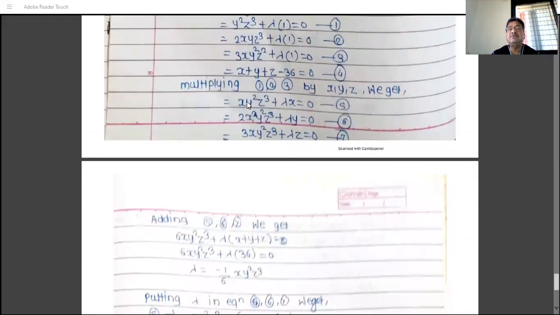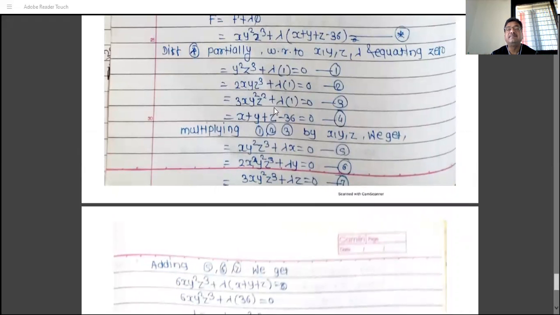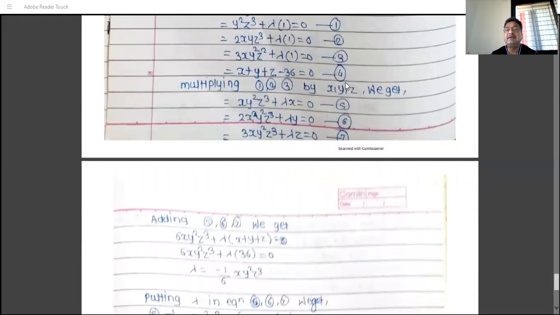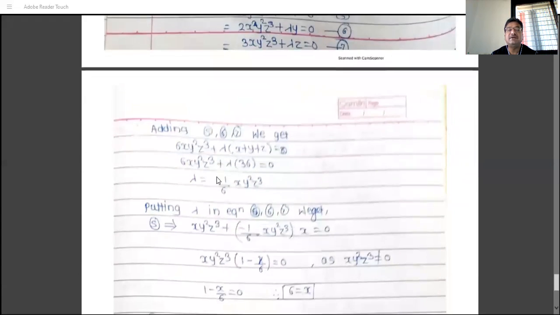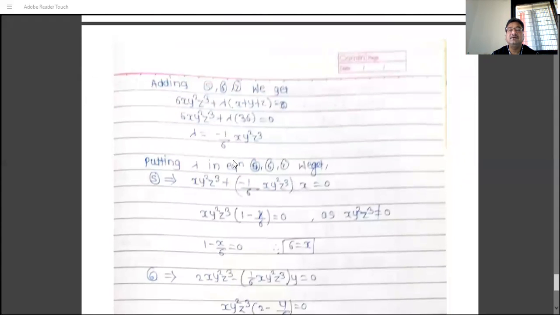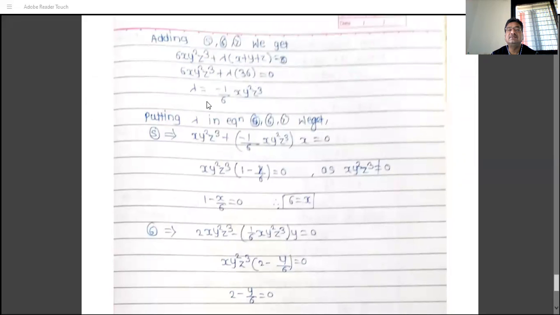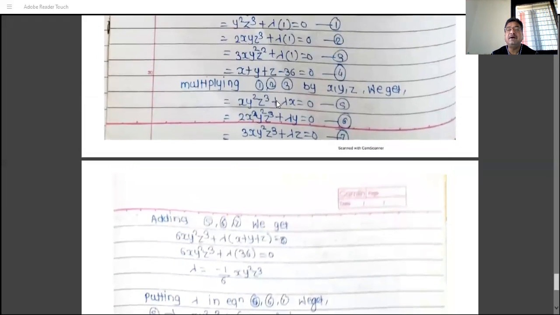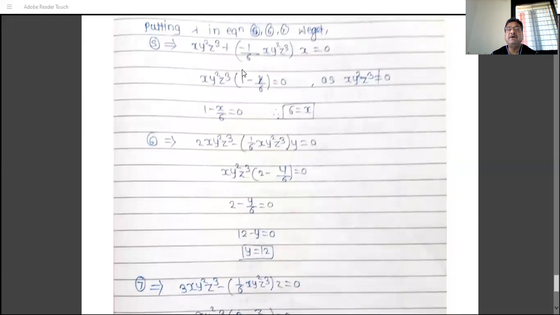Then multiply equations 1, 2, 3 by x, y, z respectively, and add. The second method is applicable here because we do not have the values of x, y, z in terms of lambda. Adding equations 5, 6, 7, we find the value of lambda. Since x plus y plus z is 36, lambda is this. Then substitute this lambda in equations 5, 6, 7.